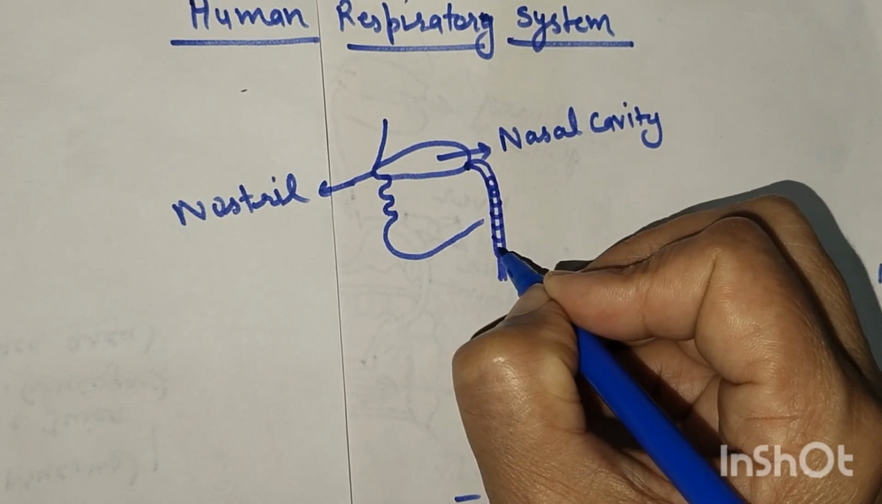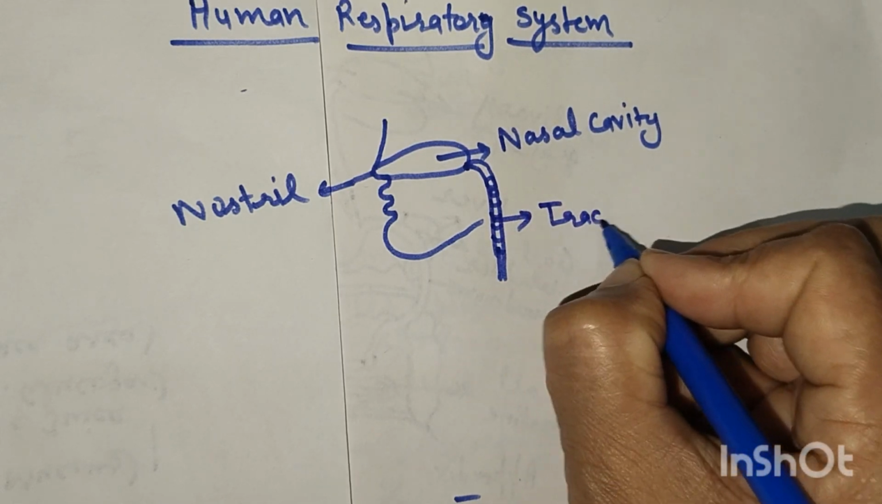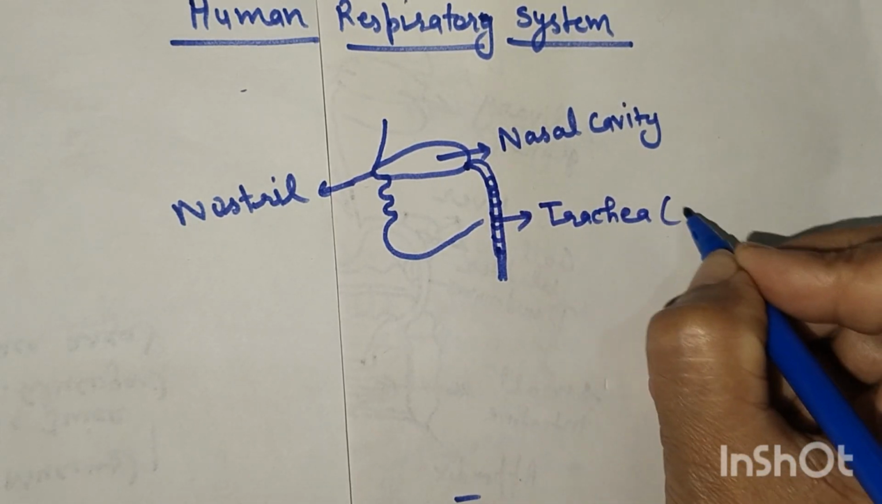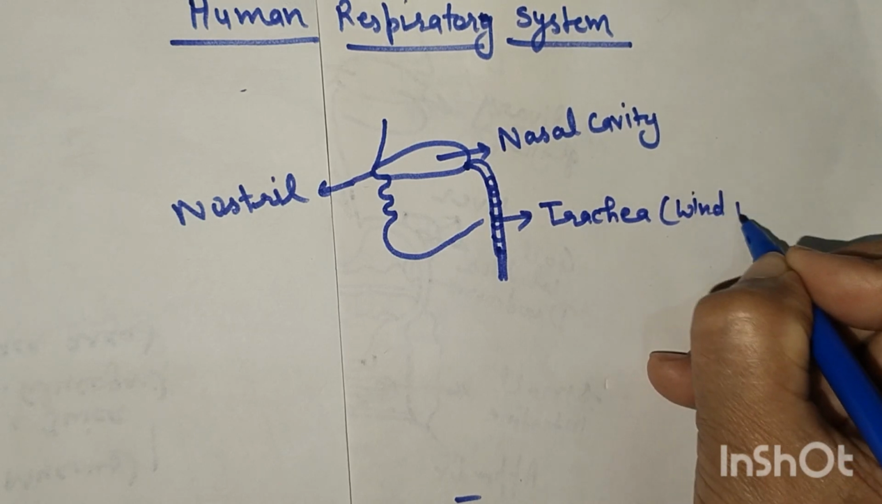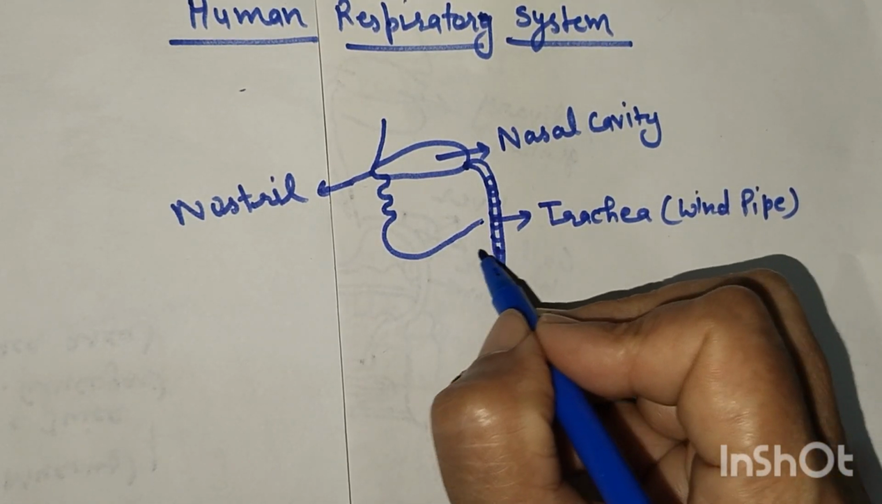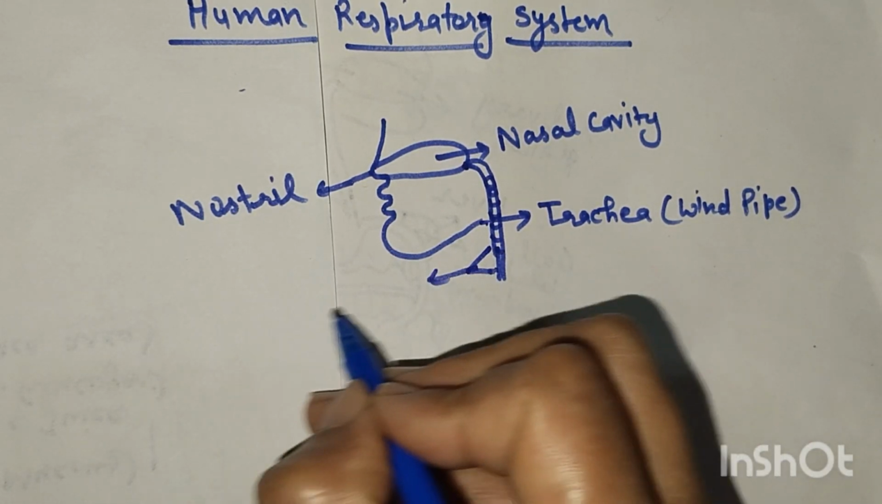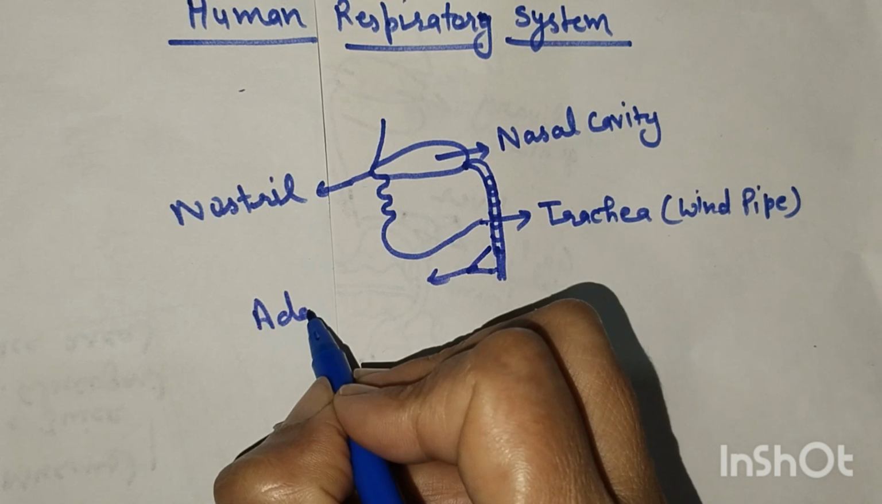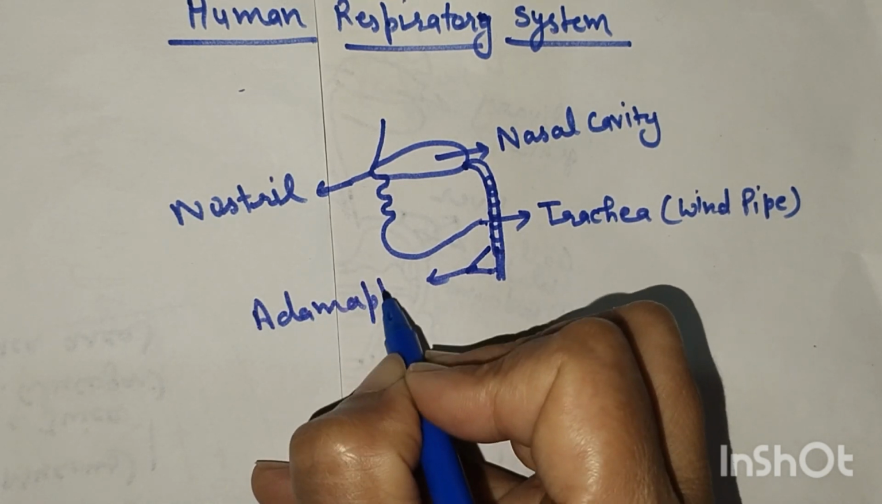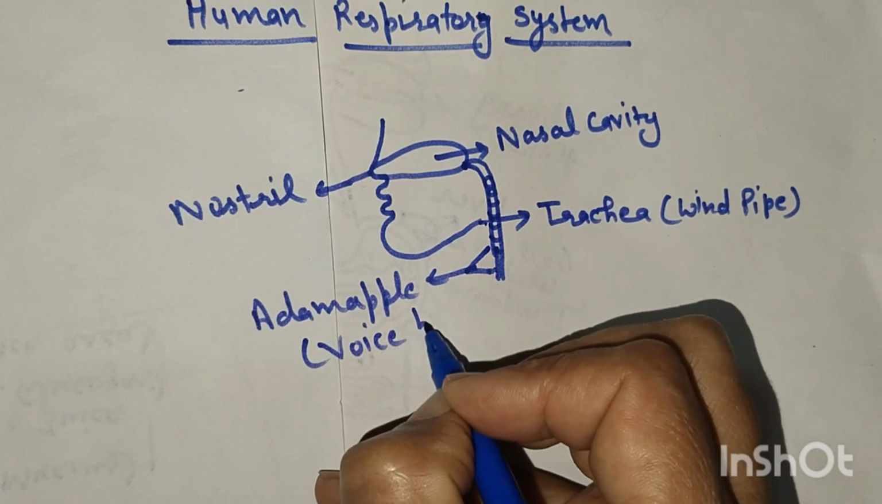This is called the trachea, or windpipe. In the neck, there is a protruding part called the Adam's apple, or voice box.